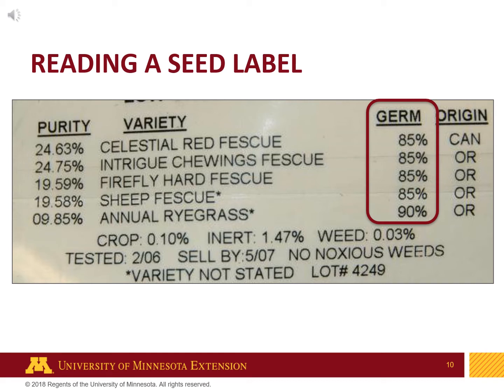Germination is the percent of pure seed that should germinate. Low germination percentages will require higher seeding rates. Always look for the highest germination rates available.